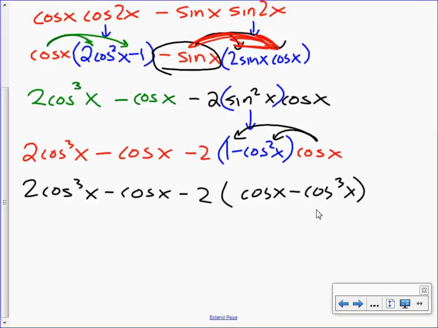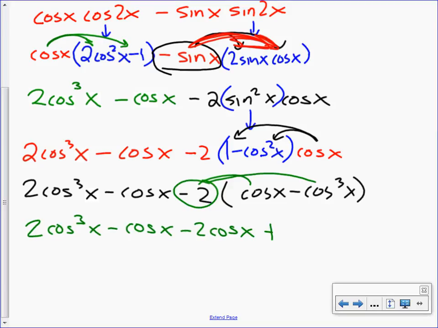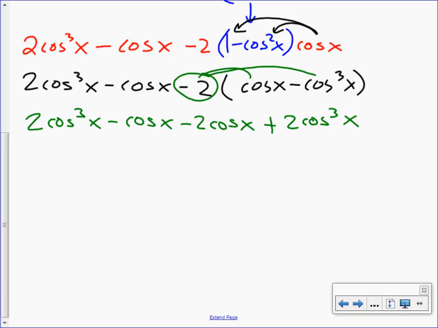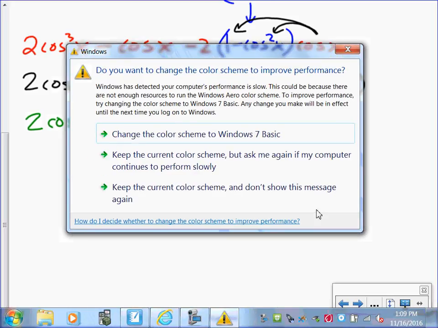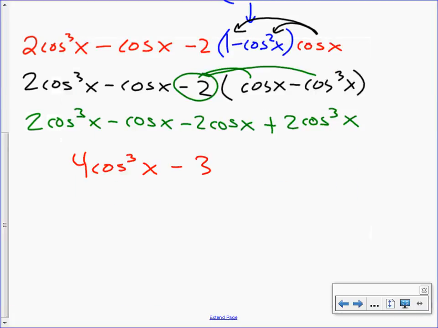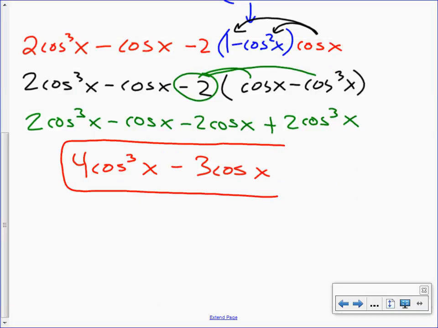There's one more distribution to make. The 2. That's a negative 2, right? So take that negative 2 and distribute everything. So you have 2 cos cubed minus cos minus 2 cos plus 2 cos cubed x. What do you see? Cos cubes. How many cos cubes? 4. 4 cos cubes minus 3 cosine x.